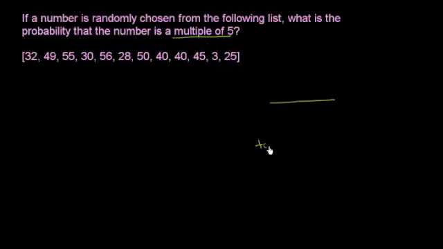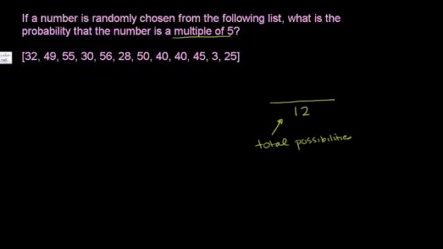Let's think about that. Total possibilities. How many do we have? Well, that's just the total number of numbers we have to pick from. So 1, 2, 3, 4, 5, 6, 7, 8, 9, 10, 11, 12. So there are 12 possibilities. We have an equal chance of picking any one of these 12. Now, which of these 12 are a multiple of 5?